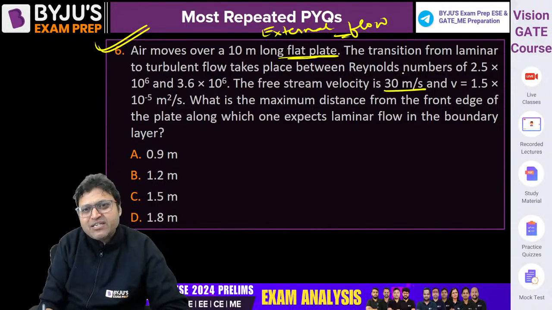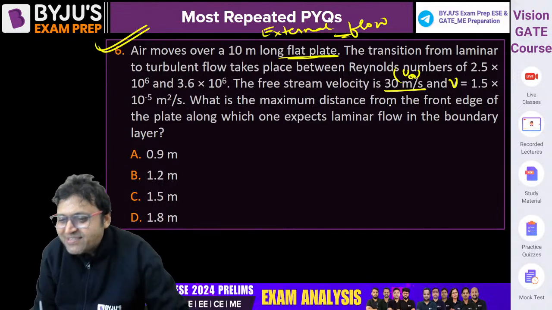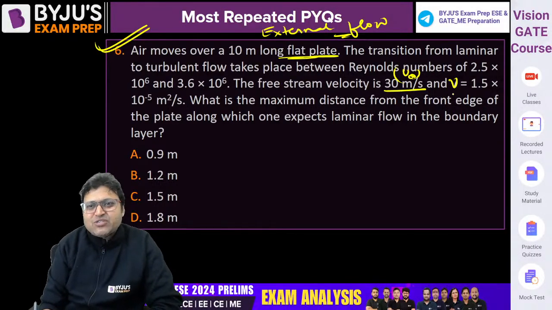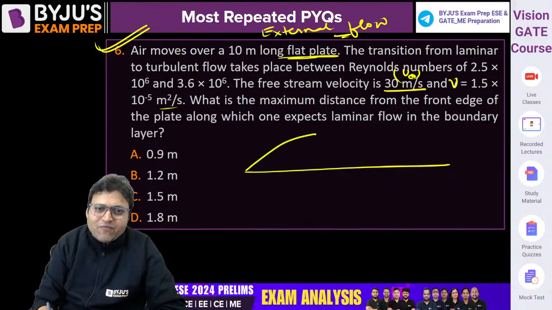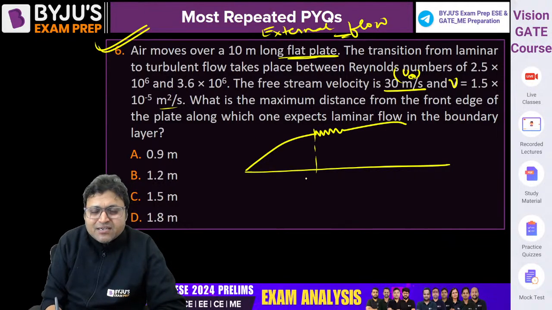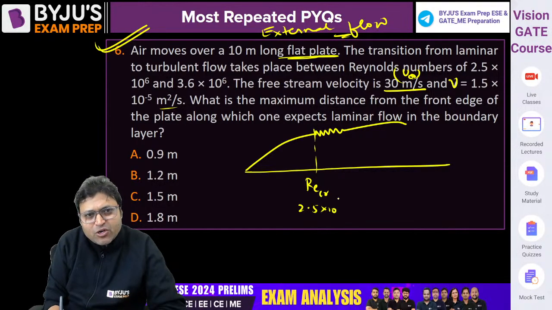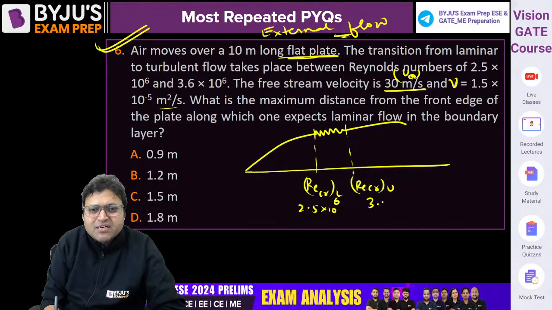The free stream velocity is U infinity is this, and the kinematic viscosity is 1.5 into 10 to the power minus 5 meter square per second. What is the maximum distance from the front edge of the plate along which one expects the laminar flow? So the flow will be something like this. Here the lower critical Reynolds number is 2.5 into 10 to the power 6. This is the upper critical Reynolds number, 3.6 into 10 to the power 6. Here the boundary layer is purely turbulent, here it is purely laminar, and here there is a transitional.